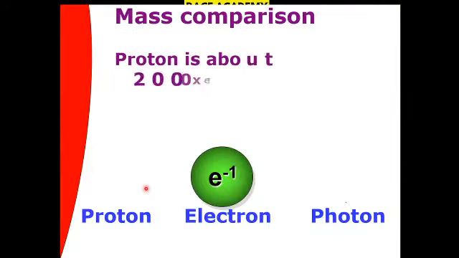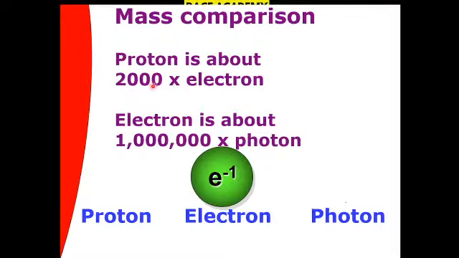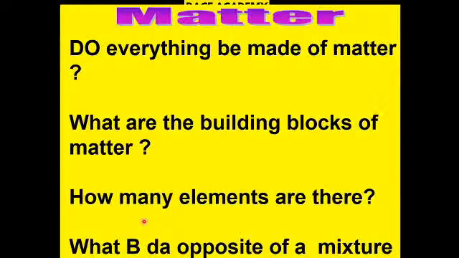Next, mass comparison. A proton is about 2000 times the electron mass, and the electron is about 1×10⁶ times a photon. Sorry, it's not a proton, it's a photon. See, three things are there here: proton, electron, photon. Photon is light energy, and protons and electrons come from the category of subatomic particles. Photon is light energy.